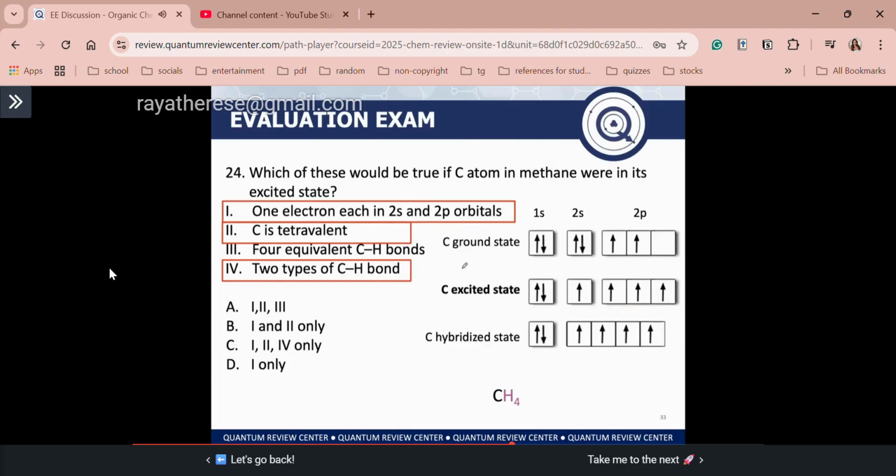Okay? So class, remember, for our hybridized state, ito po yung may 4 equivalent CH bonds. Okay? So for our item 24, answer is letter C. And particularly for our methane, we have sp3 and s coming from your hydrogen overlapping. Alright, so I hope it's clear. Again, number 24, answer is letter C, 1, 2, and 4 only.